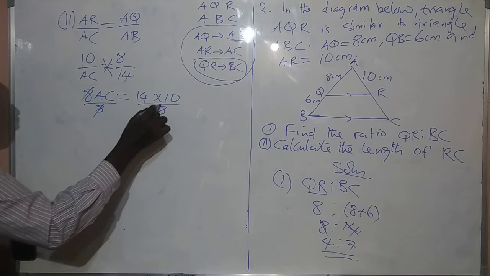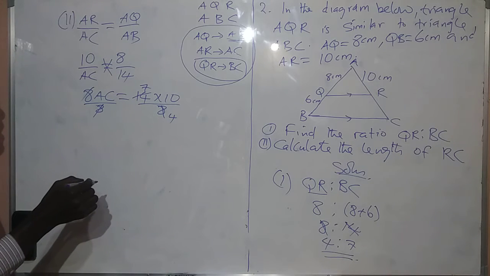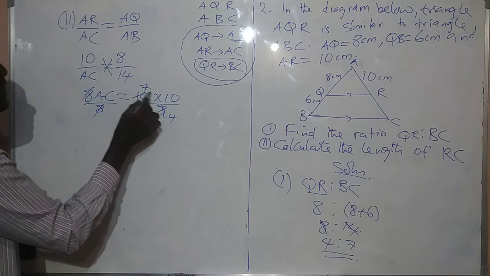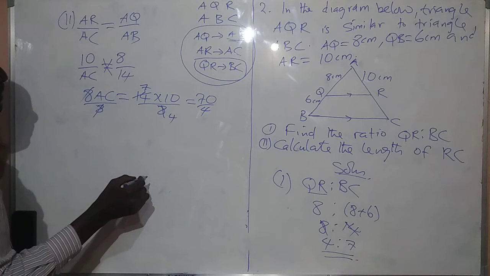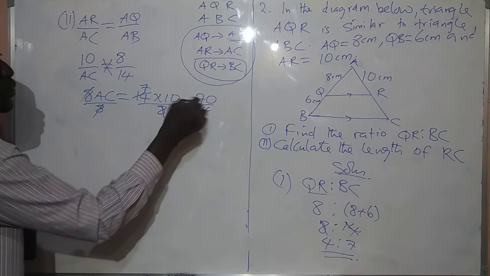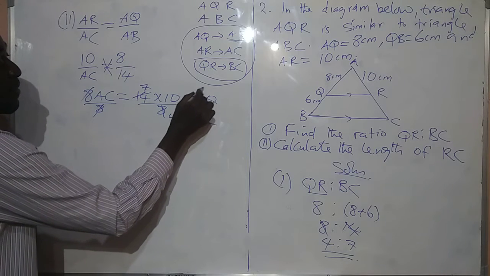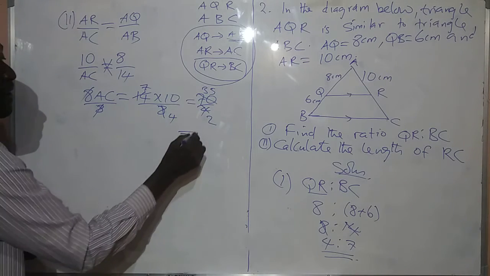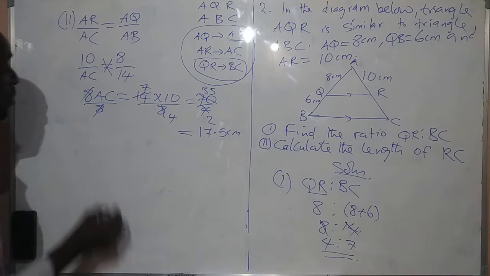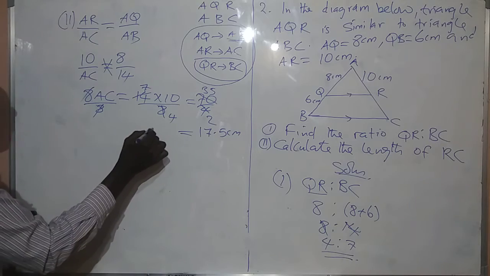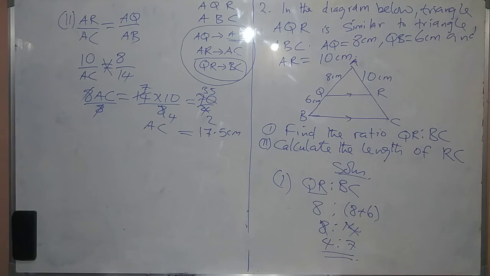Then we have 2 there is 4, 2 there, we have 7. Then we can multiply, 7 times 10. We are going to have 70 divided by 4, which we can simplify. 2 there is 2, 2 there, we have 35. So 2 into 35, we have 17.5 centimeters. Therefore, what we found here is AC. From here up to there, it's 17.5.